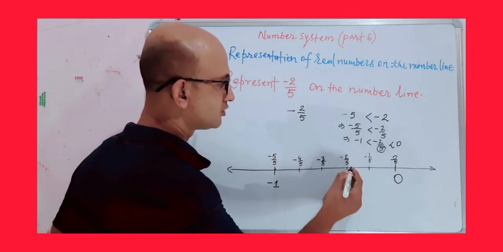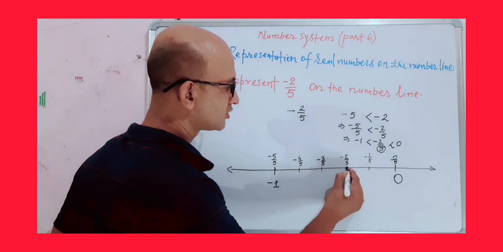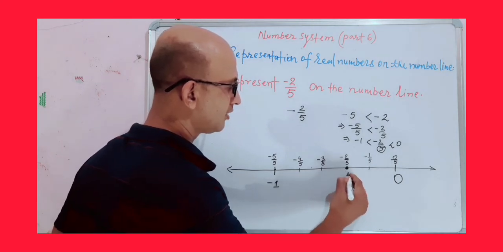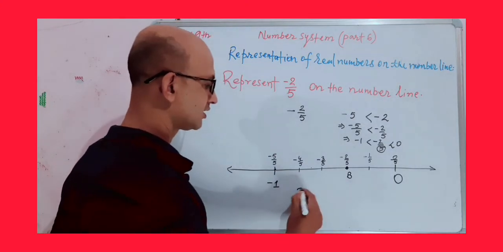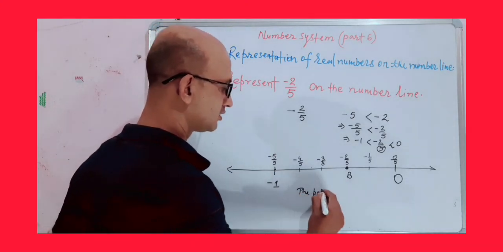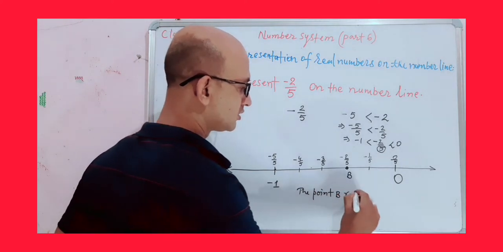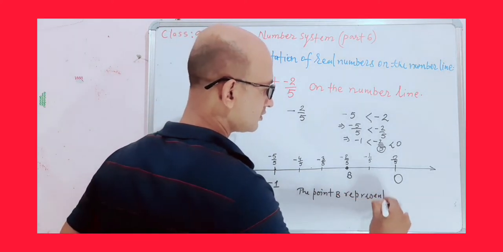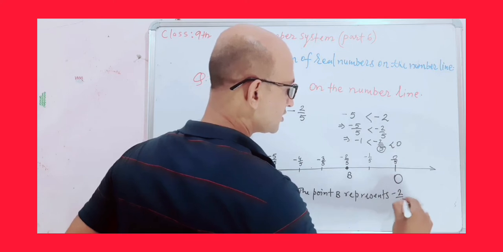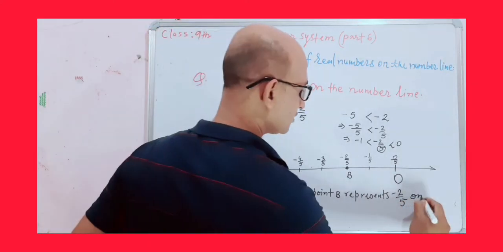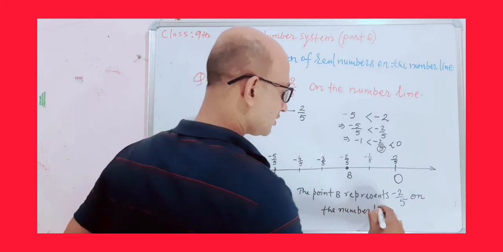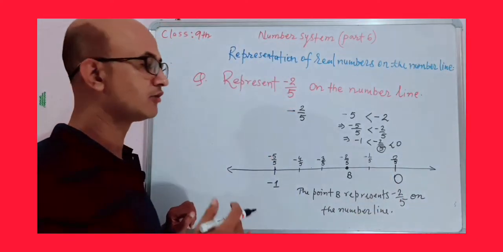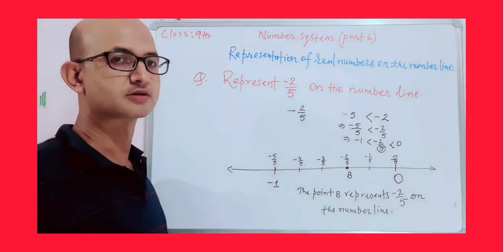Now mark the point minus 2 by 5 and name it as the point B. Thus we can say that the point B represents the rational number minus 2 by 5 on the number line. Now we take some more examples.